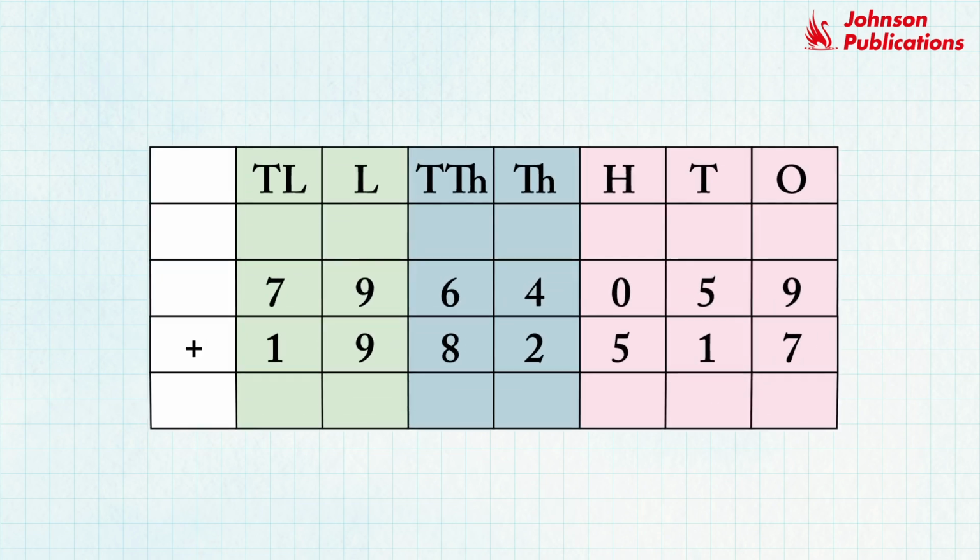Place the numbers in the place value columns as shown. Then start adding the numbers from the rightmost columns by regrouping the numbers wherever necessary.